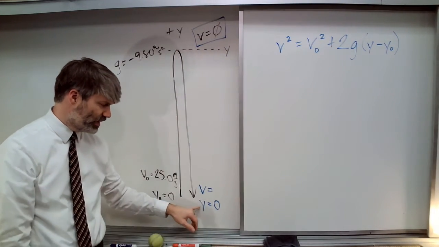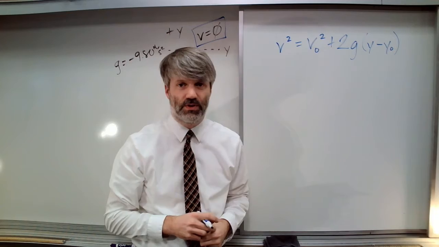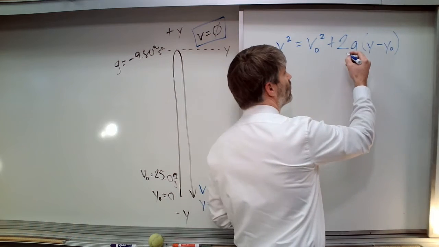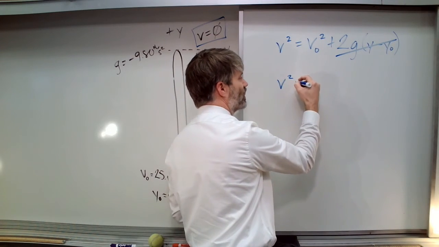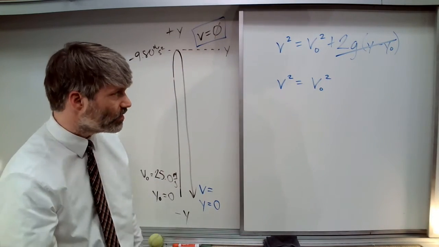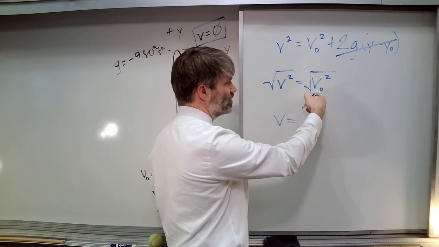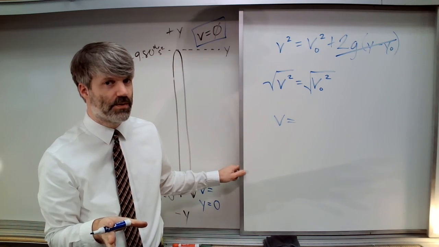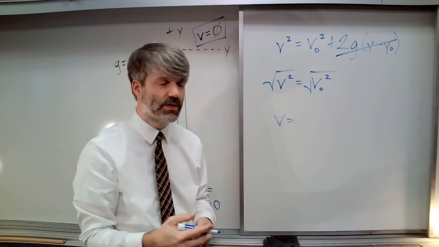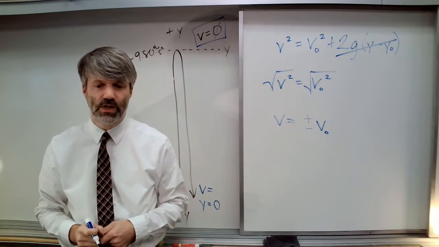So we'll see right away that y minus y naught is going to be 0, and if this part of it is 0, 0 times 2g is also 0, and we can see that v squared is equal to v naught squared. If we take the square root of both of these, we'll see that v is equal to, now we have to be careful here, because technically the square root gives us positive or negative v naught.